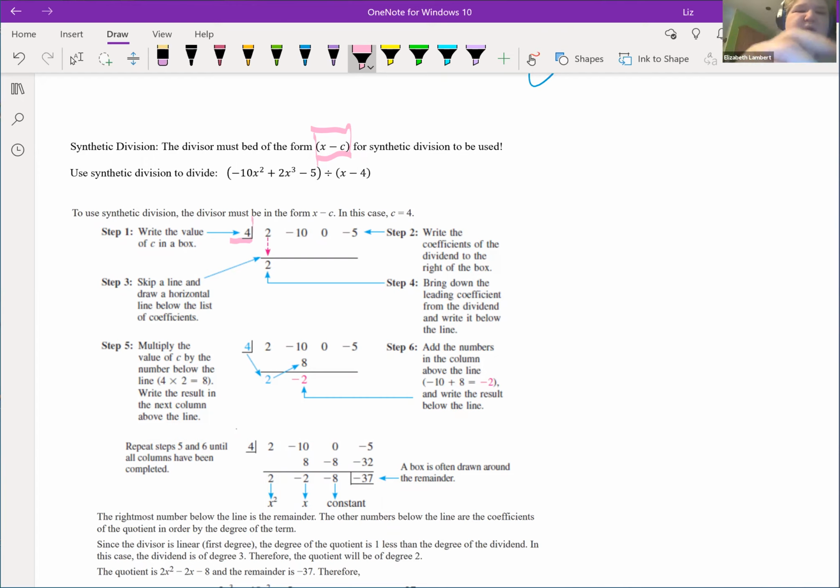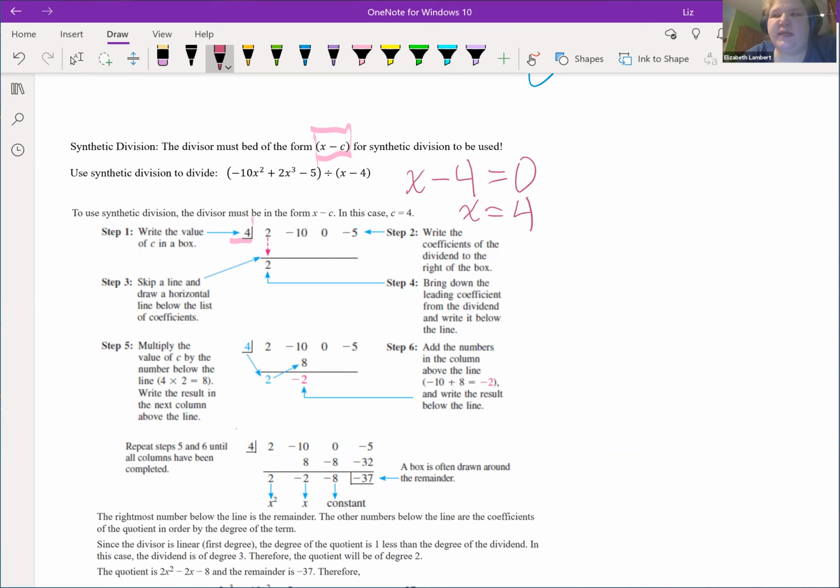What I like to do is I take my part on the bottom, what I'm dividing by, the divisor, set it equal to 0 and solve it over. So x equals 4. So 4 is the number that went in that original box.